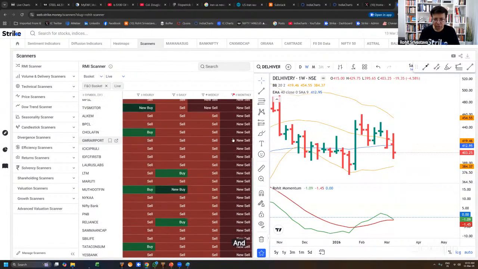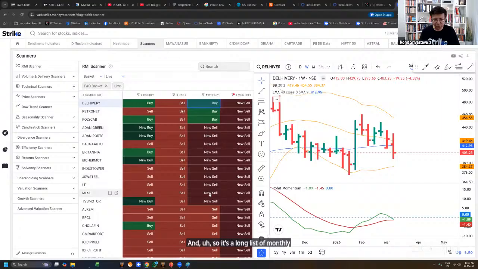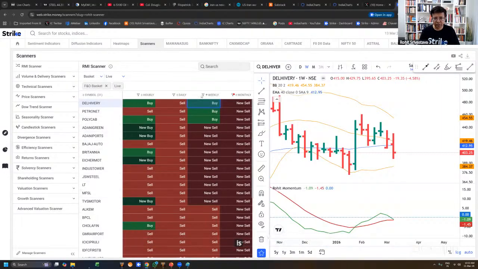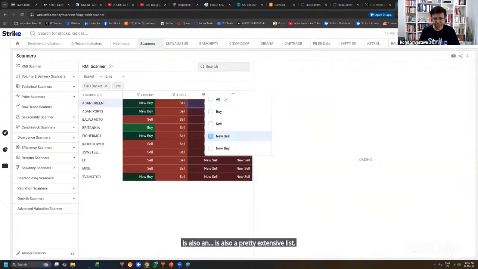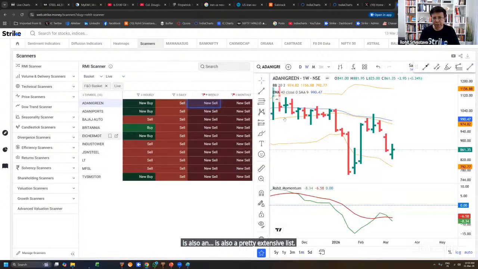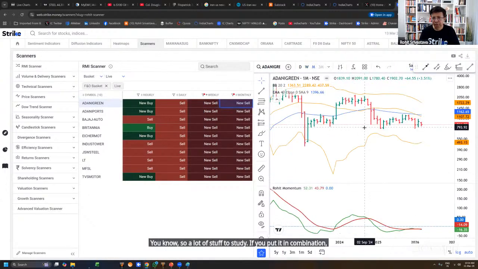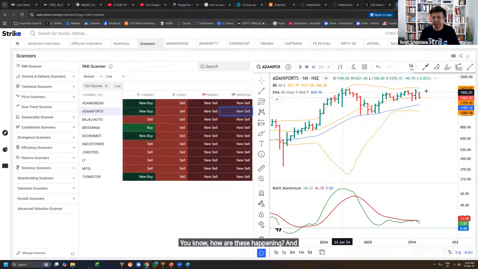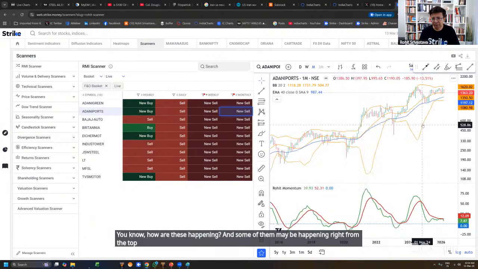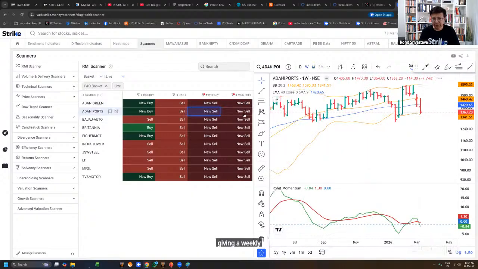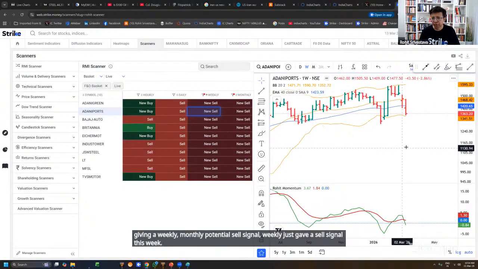And so it's a long list of monthly sells, but new sells on monthly with weekly is also a pretty extensive list. So a lot of stuff to study. If you put it in combination, how are these happening? And some of them may be happening right from the top. Look at this. Adani Ports, best loved stock, giving a monthly potential sell signal. Weekly, it just gave a sell signal this week. Okay, what does that really mean?